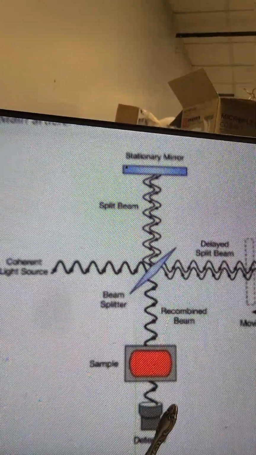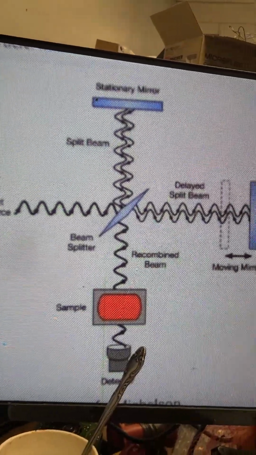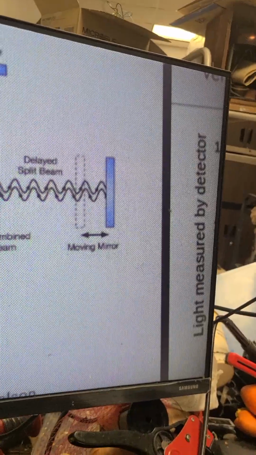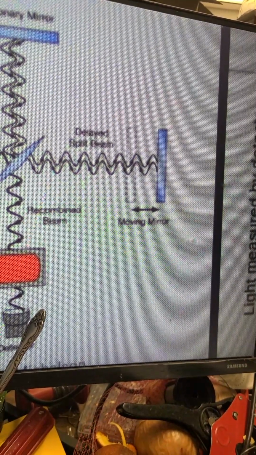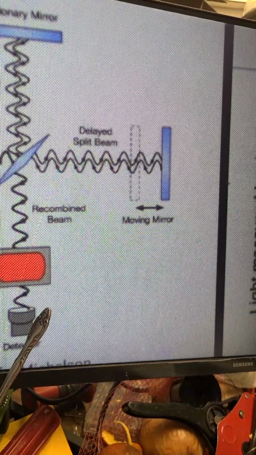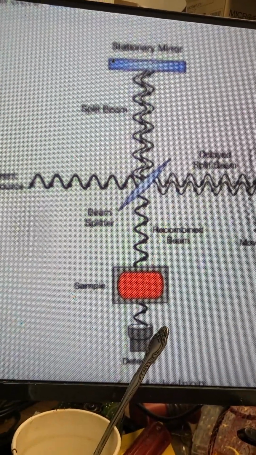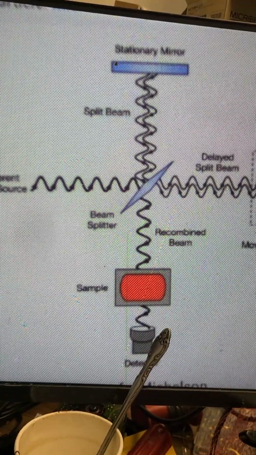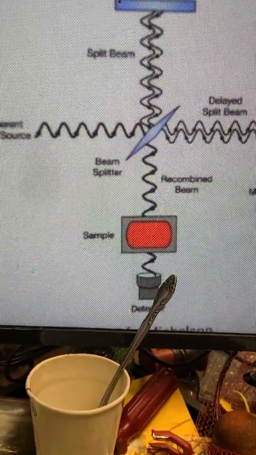Part of it goes up, hits a mirror, and comes back down. Part of it goes straight, hits a mirror, which is on a track, so it can move. Hits that beam splitter again and bounces back down, recombining.